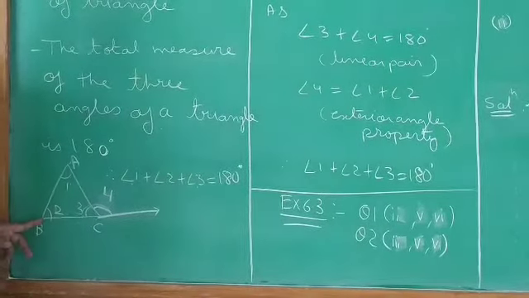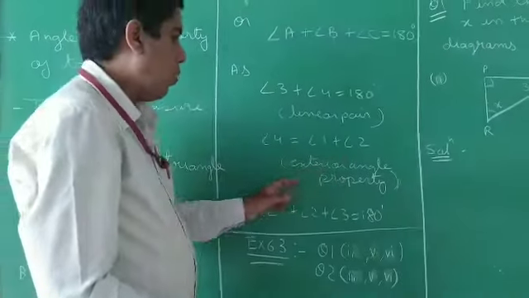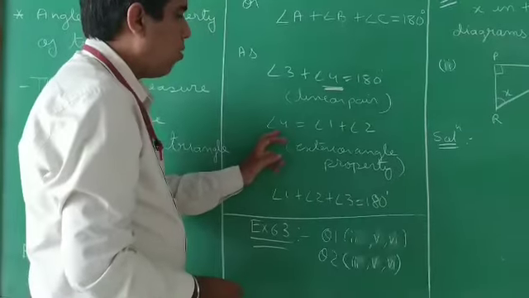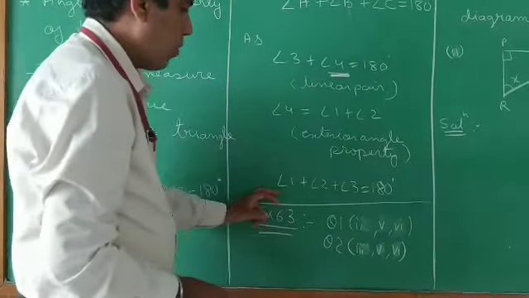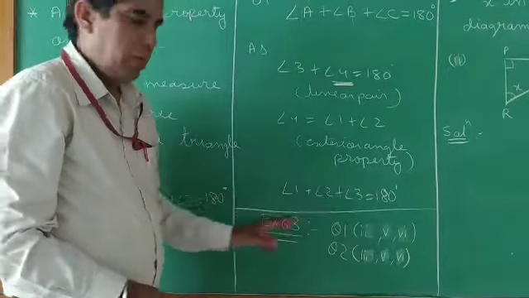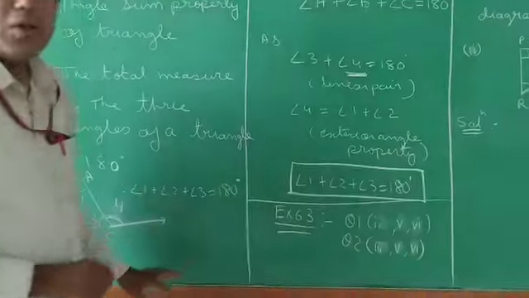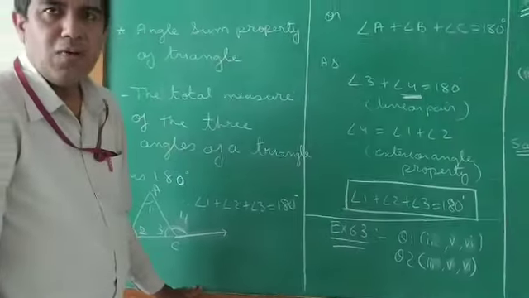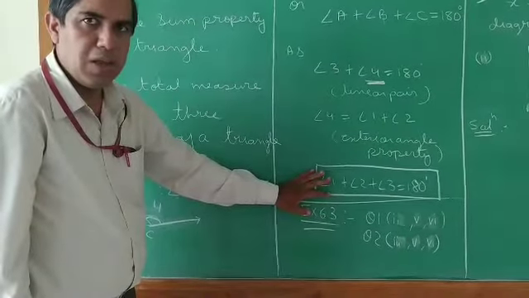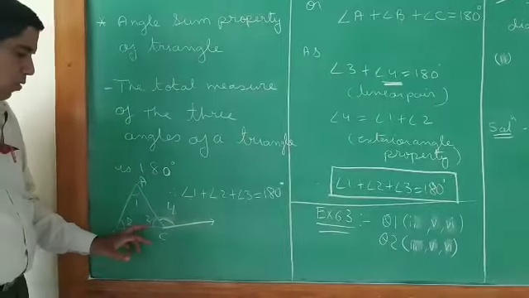Already we have seen the exterior angle property last time. So angle 4 equal to angle 1 plus 2. Now in place of angle 4, I am going to put the value of angle 1 plus 2. So it becomes angle 1 plus angle 2 plus angle 3 equal to 180 degrees. And this is our angle sum property. The sum of all three angles of a triangle is 180 degrees. All three angles means the interior angles, all three angles inside.